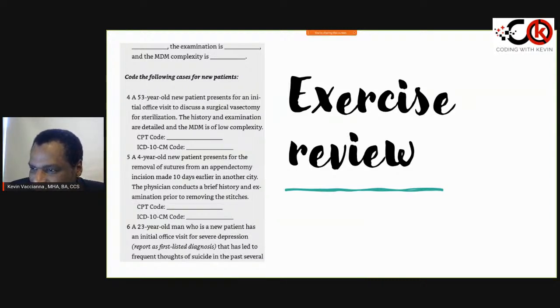So the next scenario says a 4-year-old new patient presents for the removal of sutures from an appendectomy incision made 10 days earlier in another city. The physician conducts a brief history and examination prior to removing the stitches. Okay. Everybody look up the CPT code. Probably two persons. You can digress and look up the ICD-10 code if you're comfortable with looking up E&M.